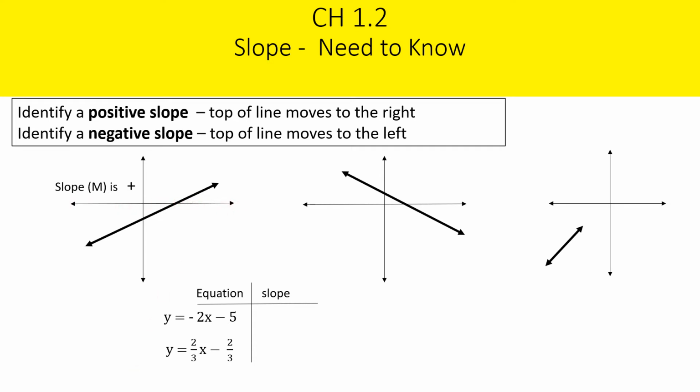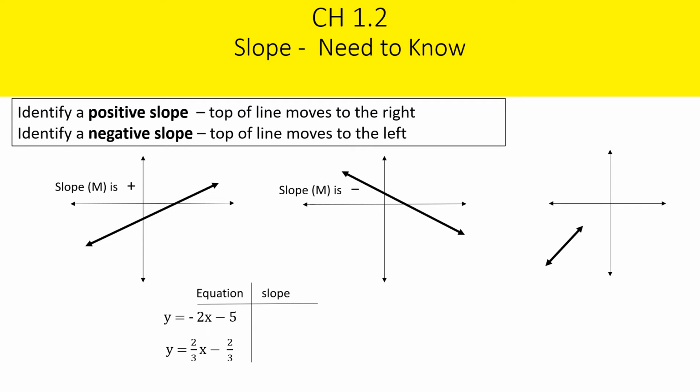Let's take a look now at the second graph. The top of this line is pointing toward the left. Remember, you're comparing it to the x-axis, to the left, and therefore anything moving to the left that way is going to have a negative slope.